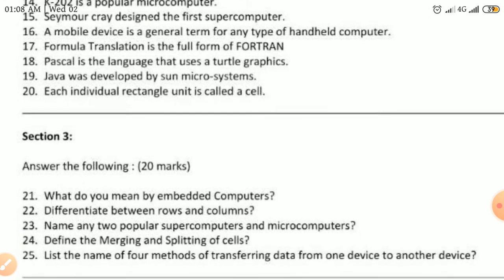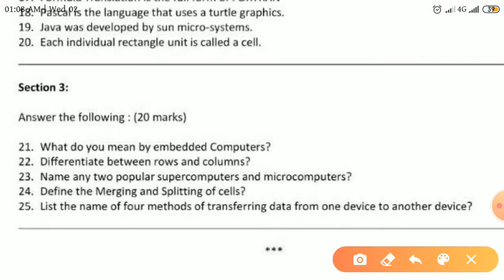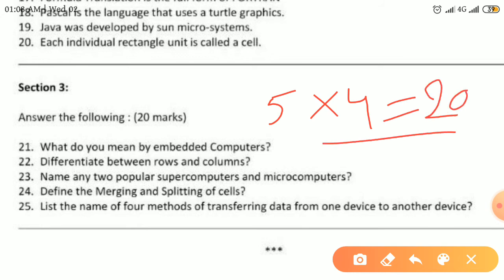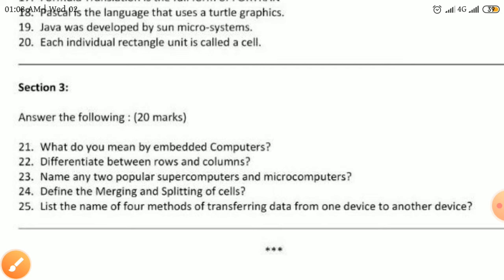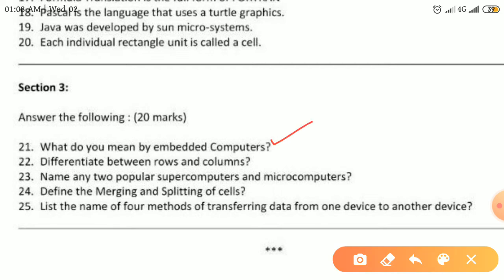Now the remaining 20 marks is of section number 3. Okay, now see over here we are having 5 questions and every question contains 4 marks, so that is why the total section is of 20 marks. Now for the first answer, what do you mean by embedded computer? I hope you know the answer. It is from the exercise portion.